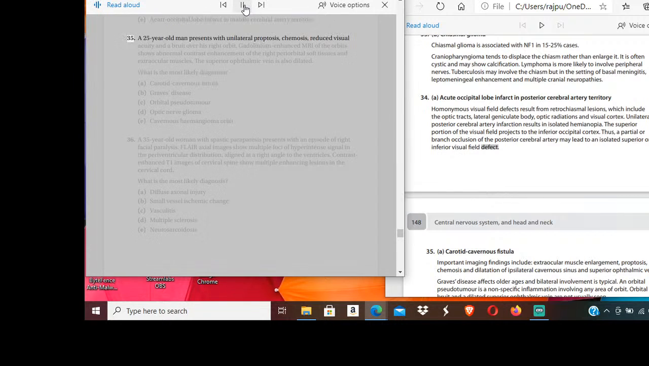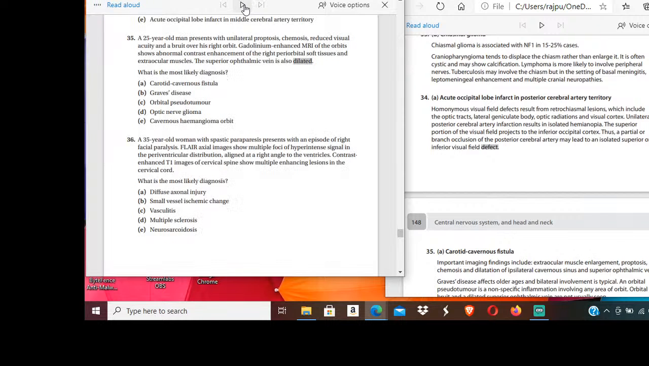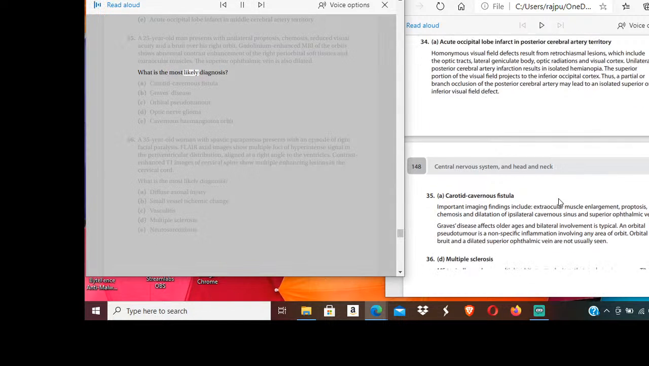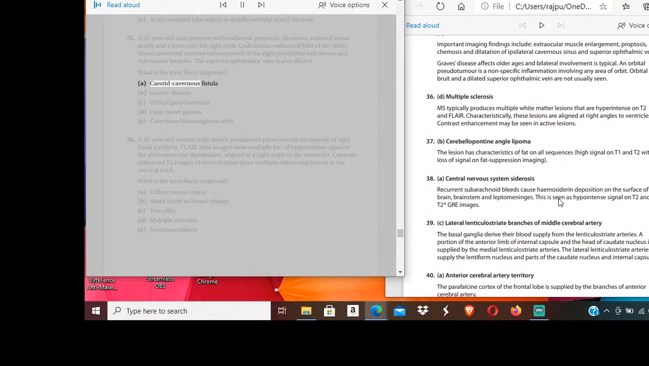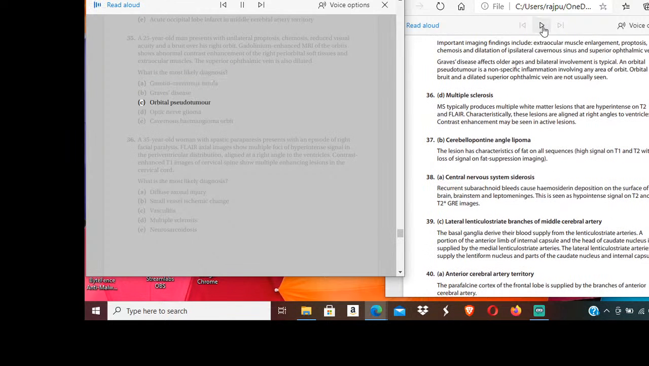35. A 25-year-old man presents with unilateral proptosis, chemosis, reduced visual acuity and a bruit over his right orbit. Gadolinium enhanced MRI of the orbits shows abnormal contrast enhancement of the right periorbital soft tissues and extraocular muscles. The superior ophthalmic vein is also dilated. What is the most likely diagnosis? A. Carotid cavernous fistula. B. Graves' disease. C. Orbital pseudotumor.